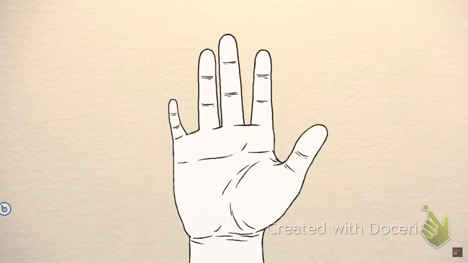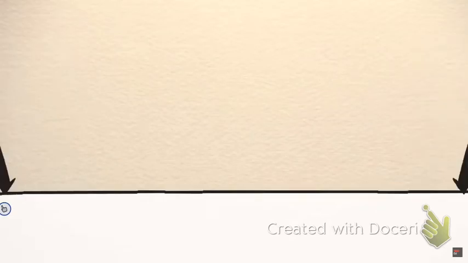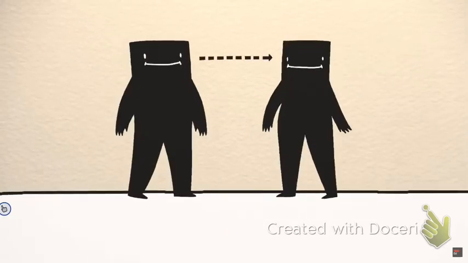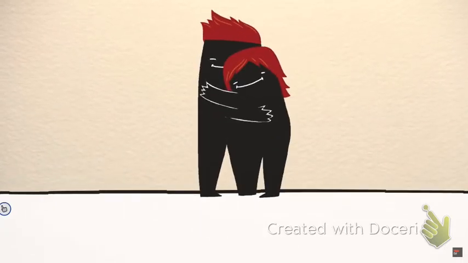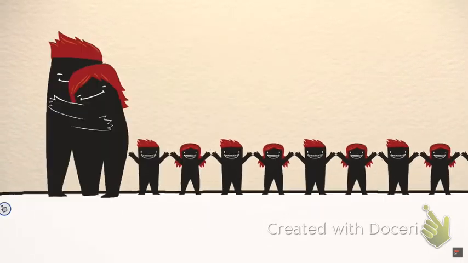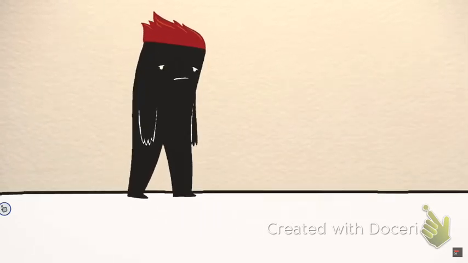The next finger is the ring finger. This finger should remind you of mating because a ring represents a couple. If individuals choose a mate based on their appearance or location, the frequency may change. If red-headed individuals only mate with red-headed individuals, they could eventually form a new population. If no one ever mates with red-headed individuals, these genes could decrease.